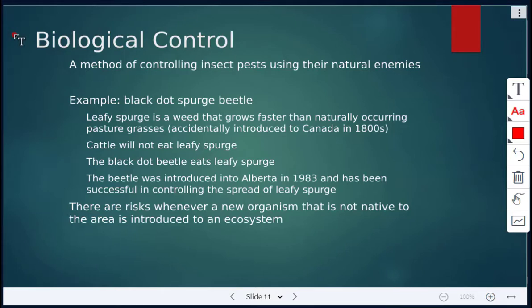Biological control is a method of controlling insect pests by using their natural enemies. For example, there's a black dot spurge beetle. There's this plant called the leafy spurge. It's a weed, and it grows faster than naturally occurring pasture grasses. It was actually brought into Canada in the 1800s by accident, and cattle do not eat this leafy spurge. The black dot beetle eats the leafy spurge, and this beetle was introduced into Alberta in 1983, and it has been successful in controlling the spread of this weed.